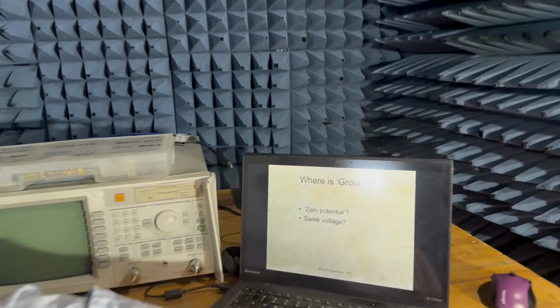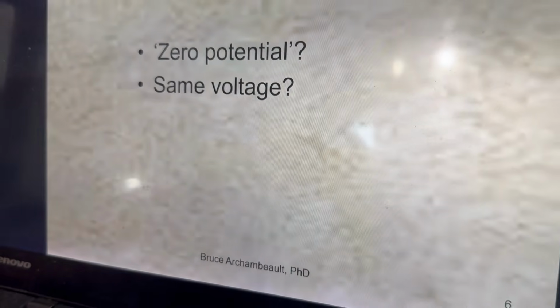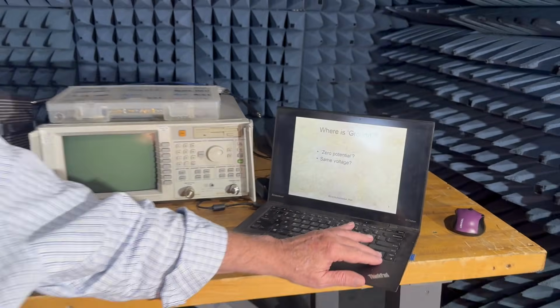So where is ground? Well, it's at zero potential, and that happens at infinity. And so if you want to ground something, you need a really long wire if you want to go to zero potential.